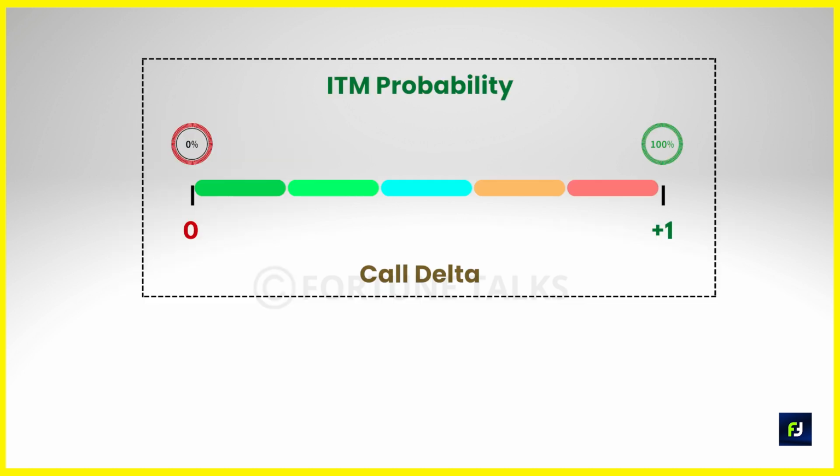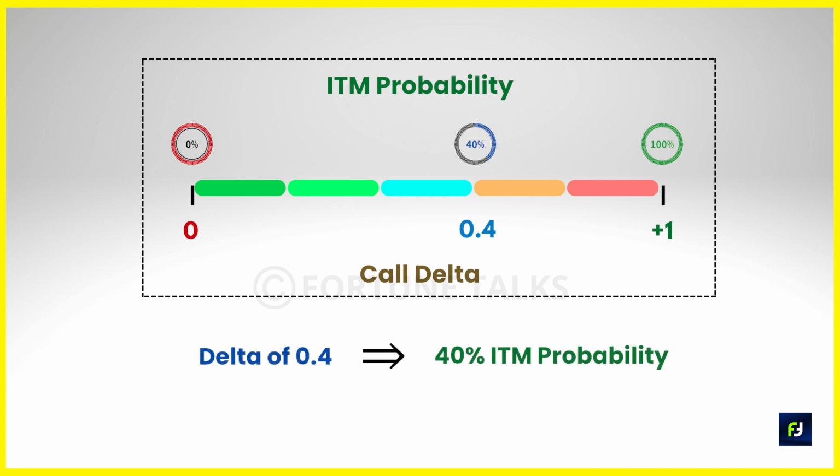For example, a slightly OTM option might have a delta of 0.4. In order to figure out the probability of the option transitioning from OTM to ITM, simply convert the delta value to a percentage number. So when converted to percentage terms, the delta of 0.4 is 40%. Hence, we can say that there is a 40% chance for the option to transition into an ITM option.